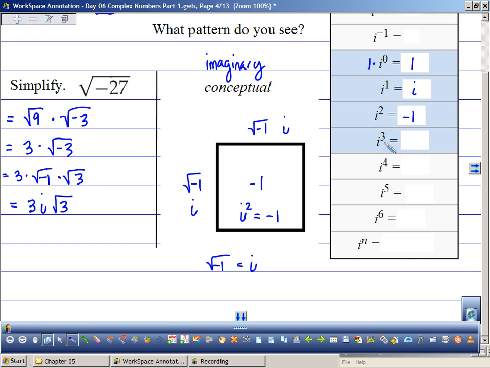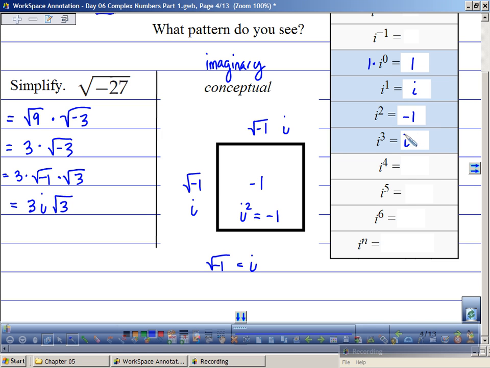Let's look at i cubed. i squared times i makes i cubed, right? Well, we already figured out that i squared is negative 1. So i cubed is negative i.